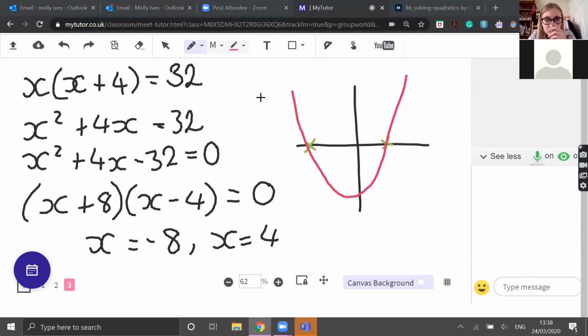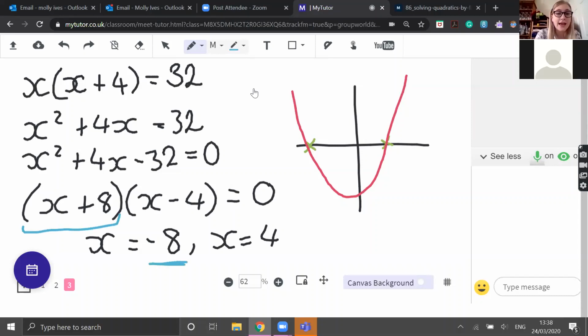Why do you reverse the signs at the end? That's because we're working out what equals 0. What I said before about when we have two things multiplied together that equal 0, at least one of them has to equal 0 itself. You can't make two things equal 0 by multiplying, unless one of those things is 0. So if this one is 0, then x is minus 8, because minus 8 plus 8 is 0. If this one is 0, x is 4, because 4 minus 4 is 0. So that's why we reverse them.